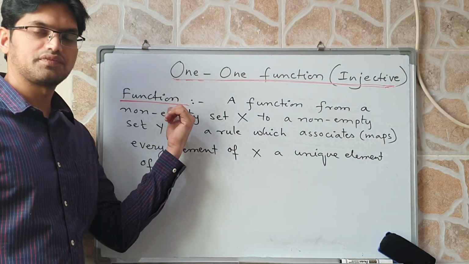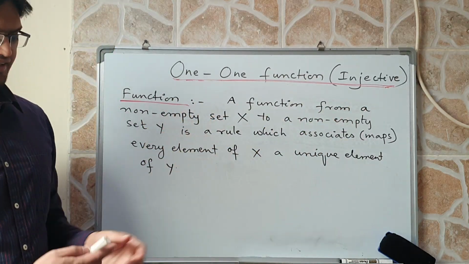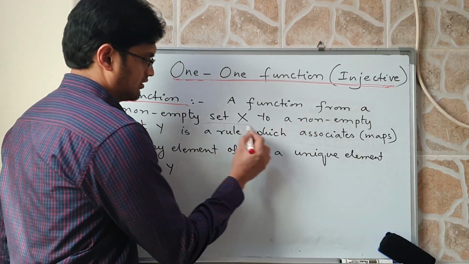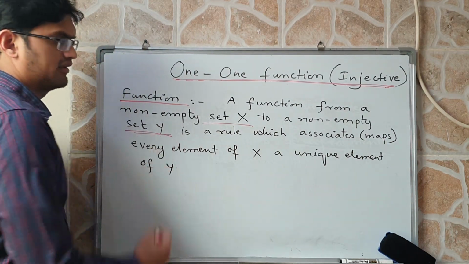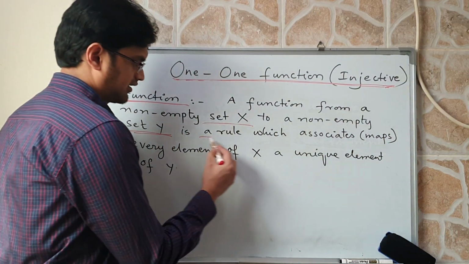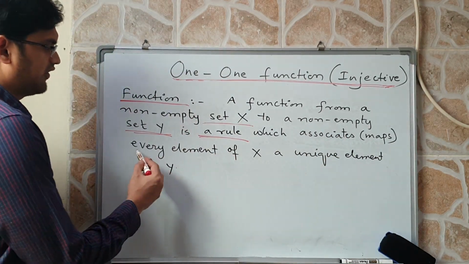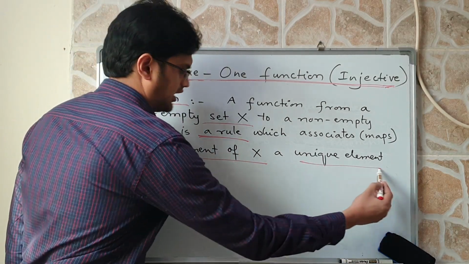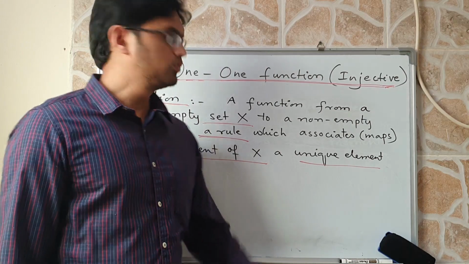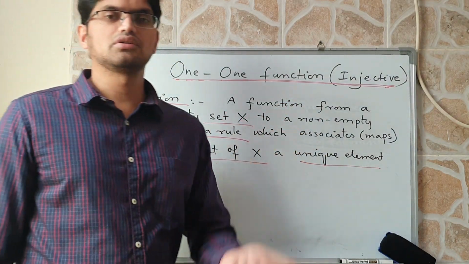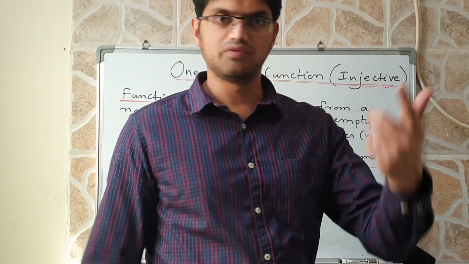So function: a function from a non-empty set X to a non-empty set Y is a rule which associates or maps every element of X to a unique element of Y. So what is this function? I think you have got only 10% of what I have read. I'll explain you with the help of an example.